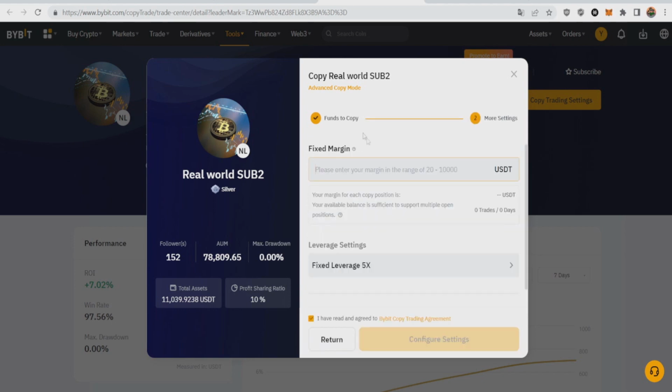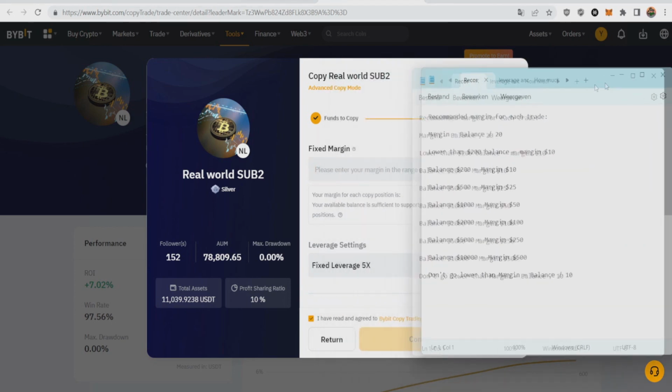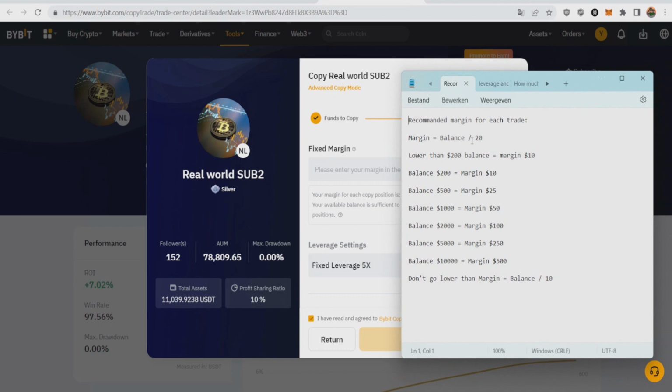So the first thing you gotta choose is a fixed margin. So this I got a really nice trick about. Your fixed margin should be your balance, so the amount of money you're investing, divided by 20. So for any balance lower than 200, just pick a margin of $10.